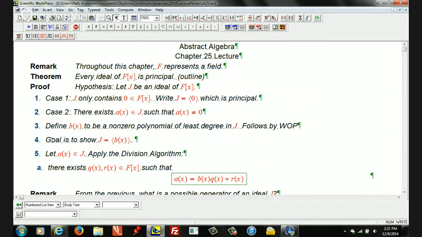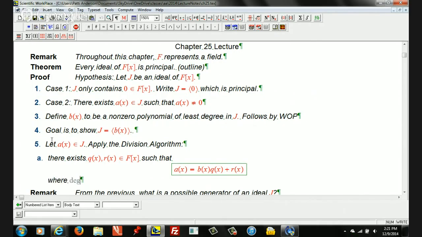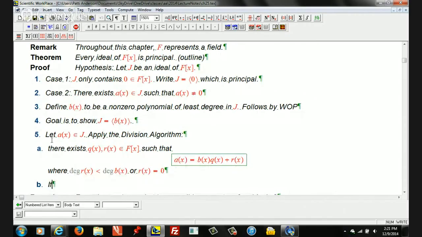And what do we know about R? The degree is less than or equal. No, sorry, less than. Yeah, the degree of R(x) is less than the degree of B(x), or R(x) is equal to the 0 polynomial, right? Okay, so those are the things that we know. How does this help us? It's with R(x) being 0.